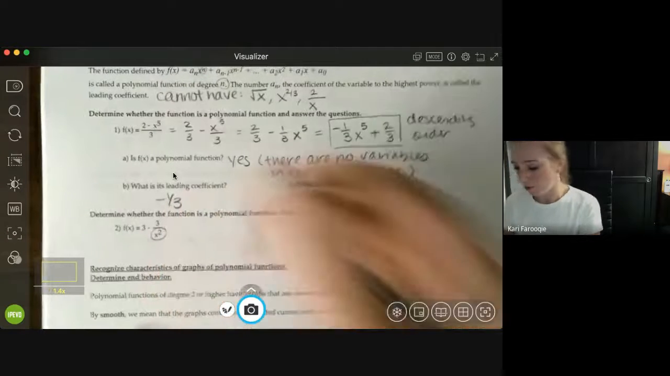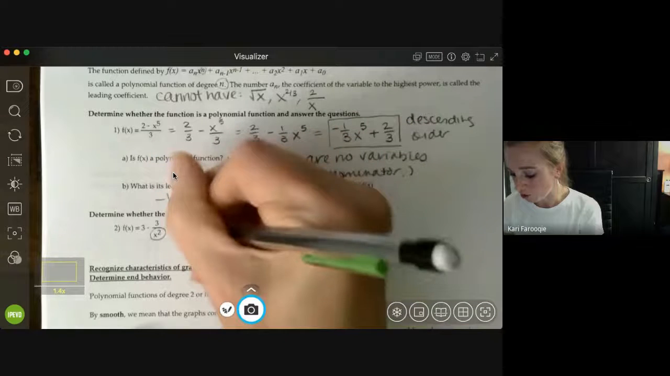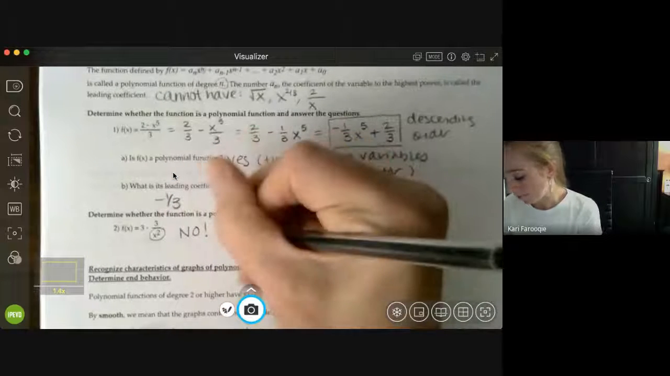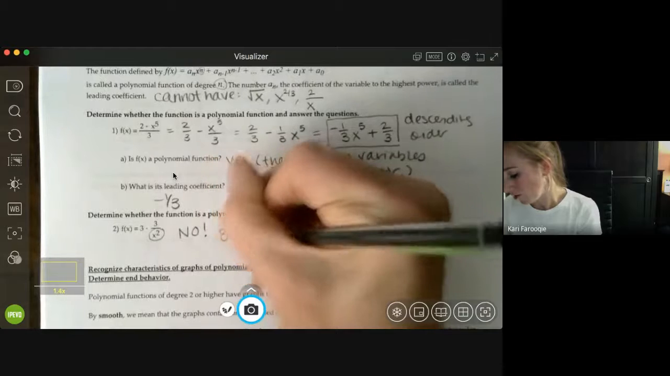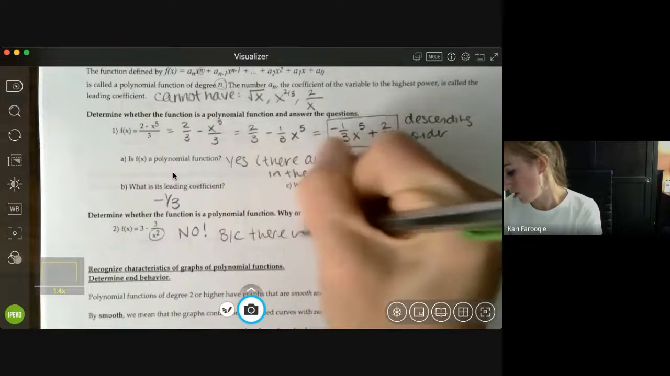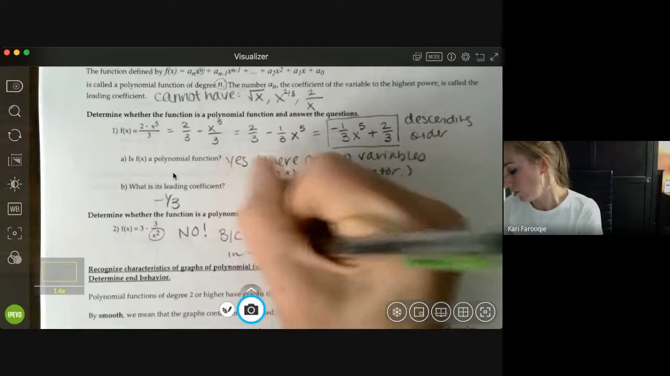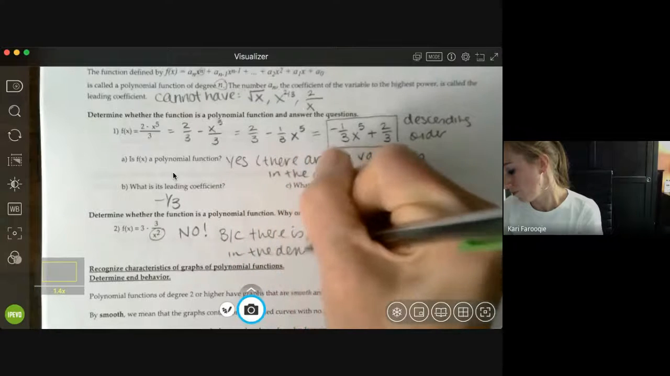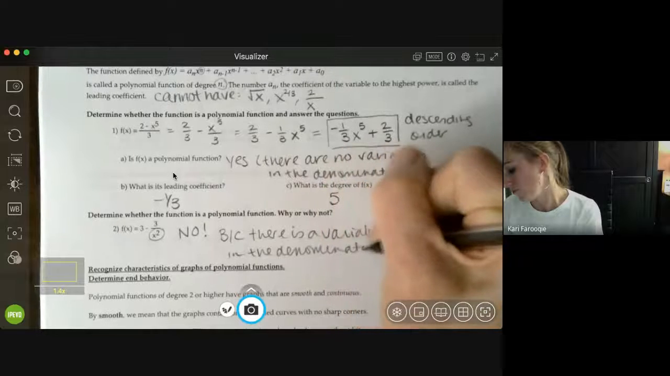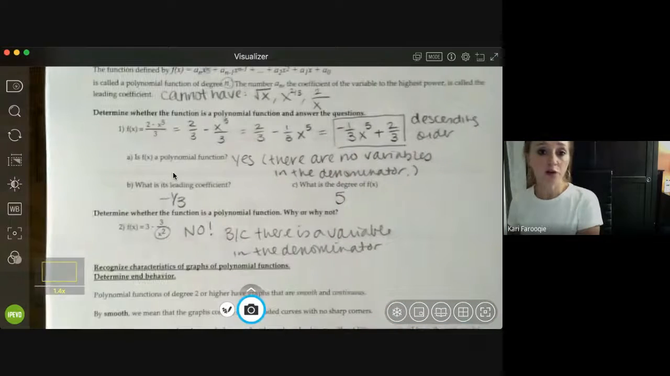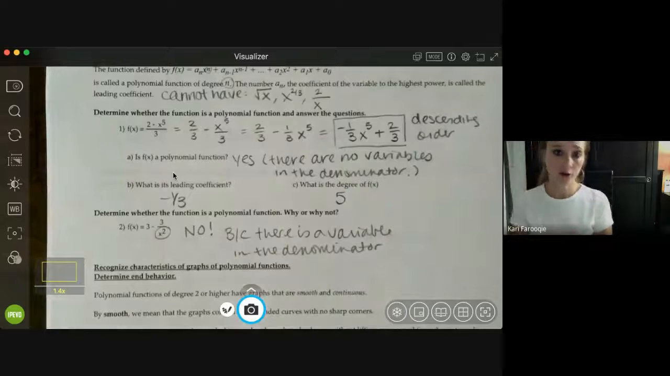This is a problem. So is it a polynomial function? You would say no because there is a variable in the denominator. If it's not a polynomial function, then you can't even talk about the lead coefficient. You can't even talk about the degree of the polynomial because it isn't one.